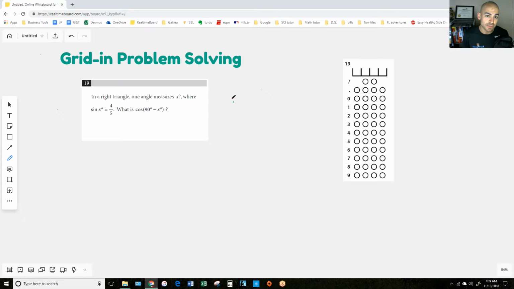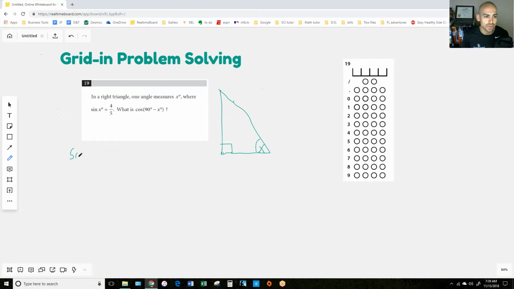Well, this definitely seems like a scary problem for a lot off the bat. I can certainly understand that. So the best thing to do is start drawing out what you're seeing here, a right triangle, right? Which means that we know there's a 90-degree corner right here. There's only 90 degrees left between these other two angles, and I'm just going to call this one here x. And I see here that it's asking for sine of x being 4 over 5.